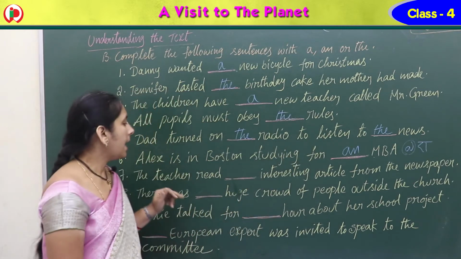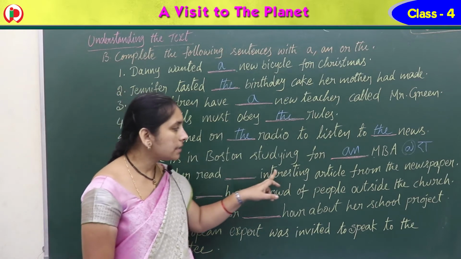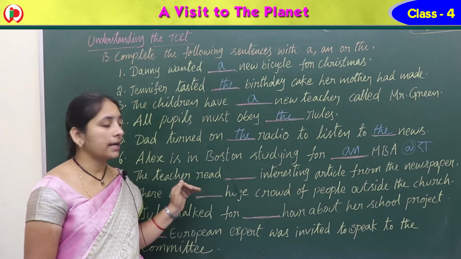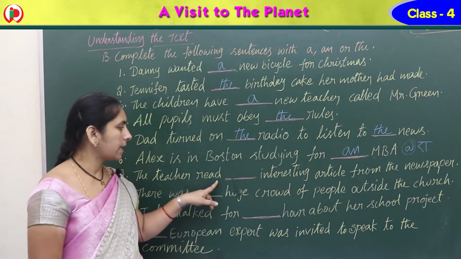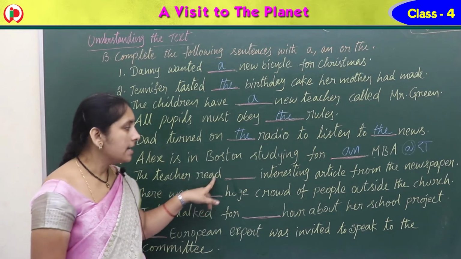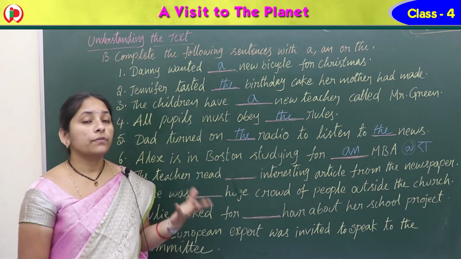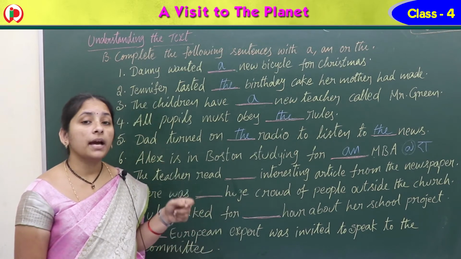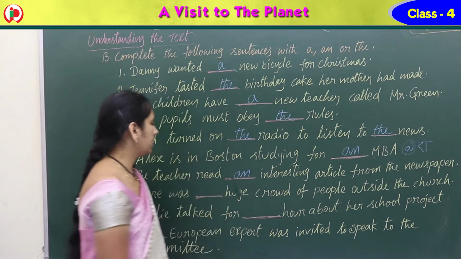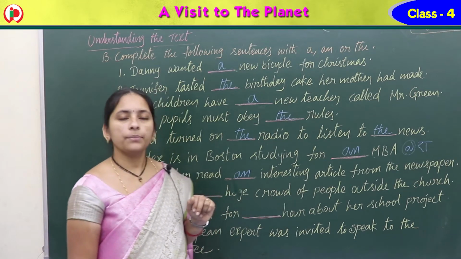Okay, ma. And next one. The teacher read dash interesting article from the newspaper. The teacher read. Here we have no S, right? So from the newspaper, so many articles are there. From that, one interesting. That's why an interesting article. The teacher read an interesting article from the newspaper.